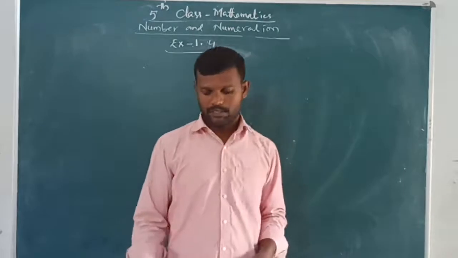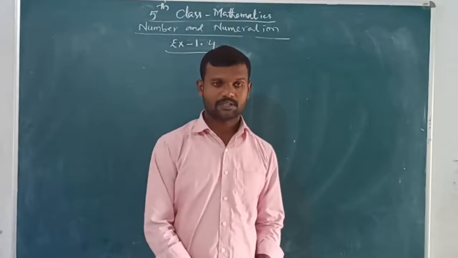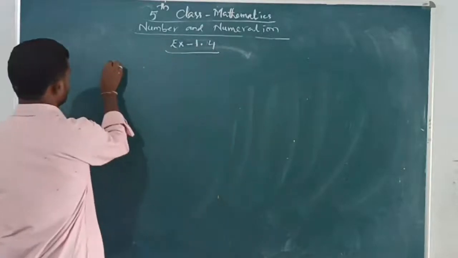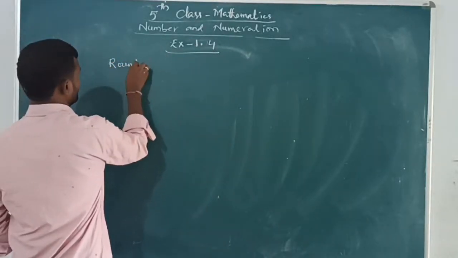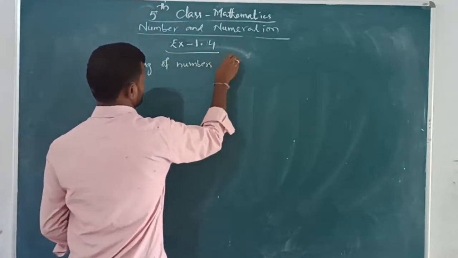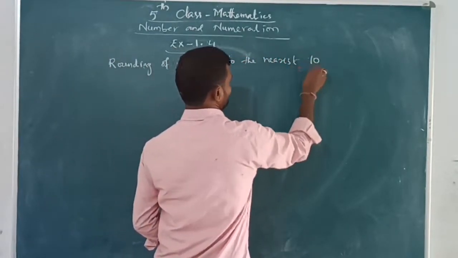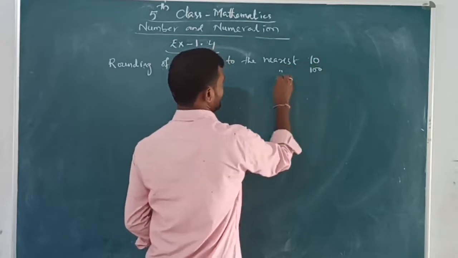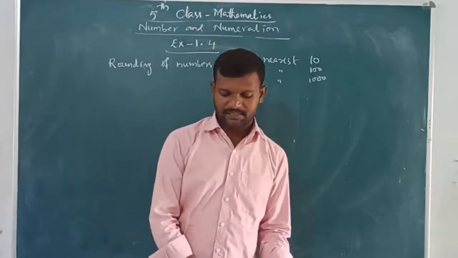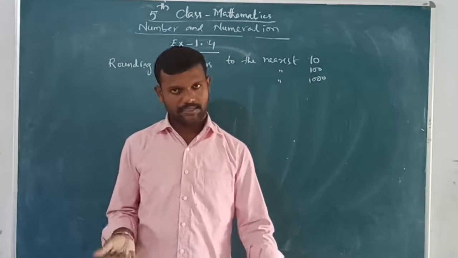Okay, children. Our next topic is rounding of numbers. In fourth class we already learned rounding of numbers to the nearest tens, nearest hundreds, and nearest thousands.